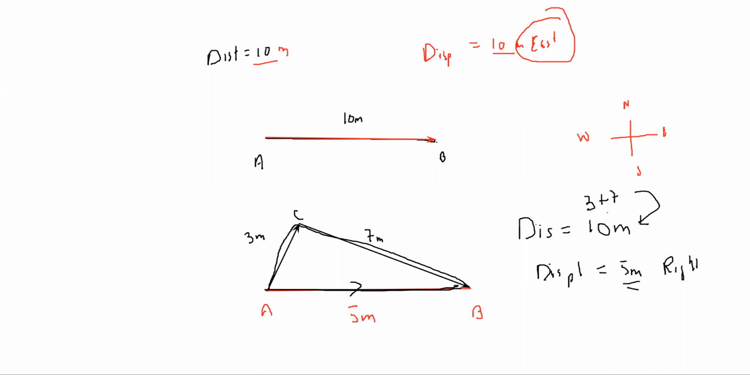So in some questions you may have the same distance and displacement, and in some questions the distance and displacement might be different from each other. You can write either right or you can mention east as well. Same thing, another example.